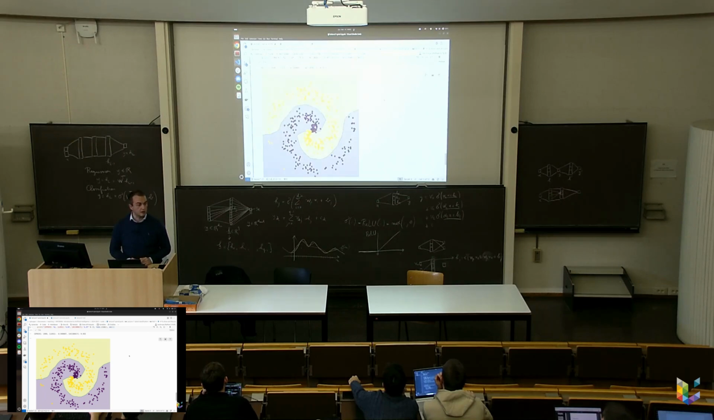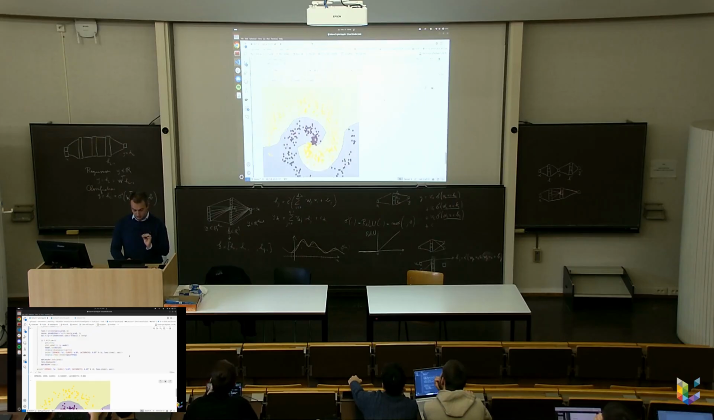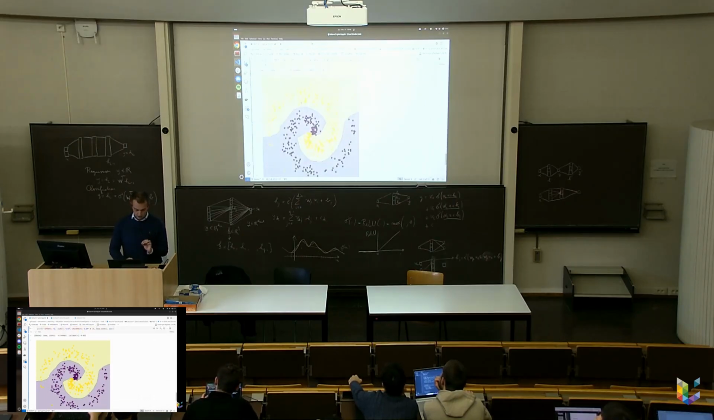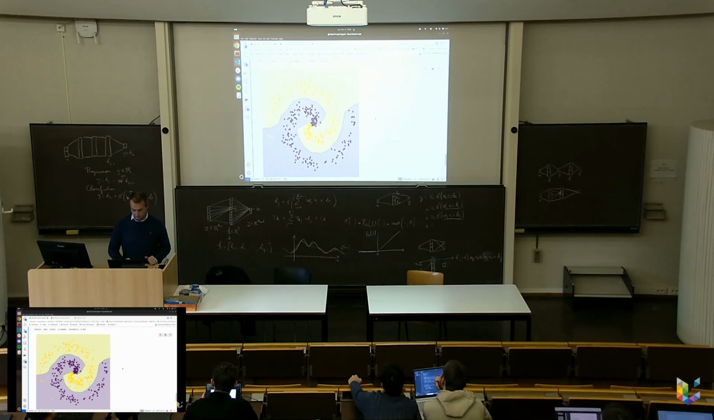Now you see that we managed to fit the data. We can separate the yellow points from the other points. The reason is that we've introduced these nonlinear activation functions. That's the only change we've done. I've just inserted this ReLU, which is really one line of code, but the results are quite different.